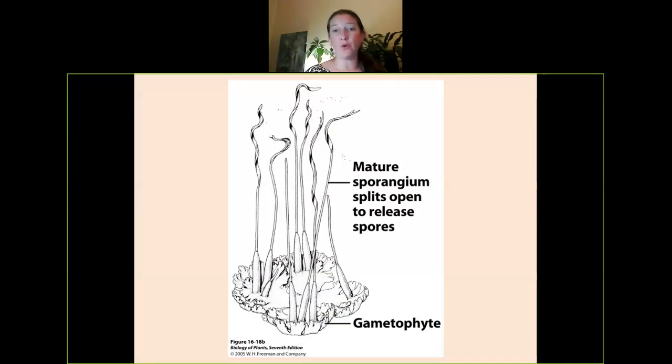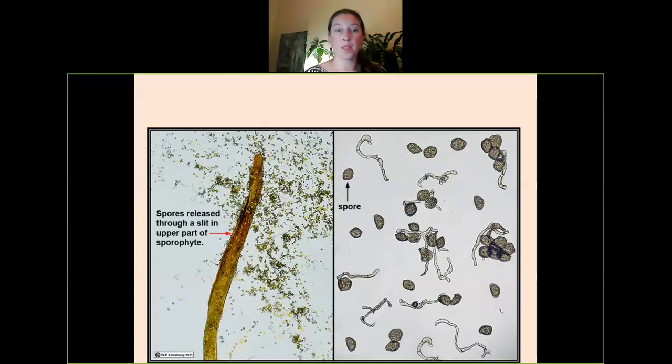This is a drawing of a hornwort. The gametophyte plant is that flat thing on the bottom. Horns are the sporophyte plant. Notice that the top of the horn or capsule is opening and the spores are being released from the top because the horns are growing from the base. So the youngest tissues are at the base, the oldest tissues at the top of the horn. This is just showing you spores being released from the top of the horn.